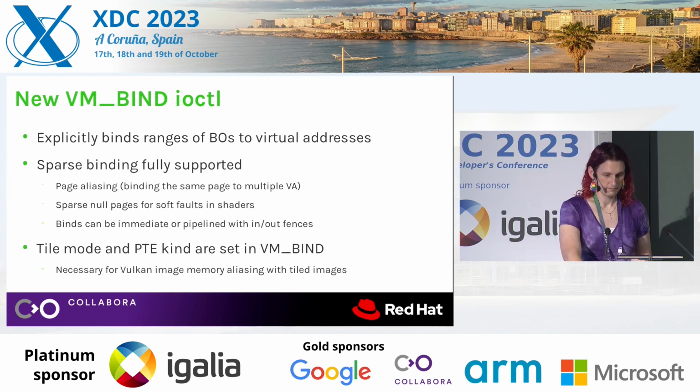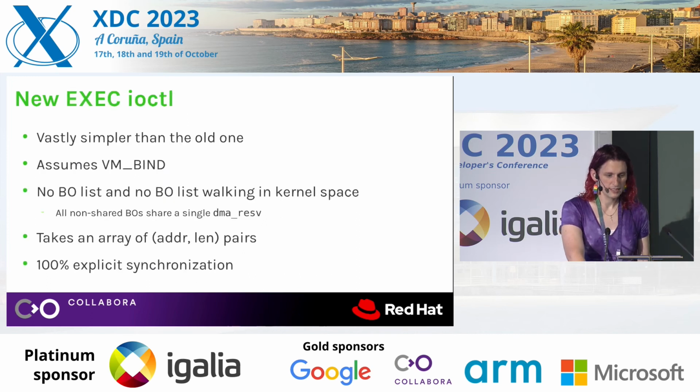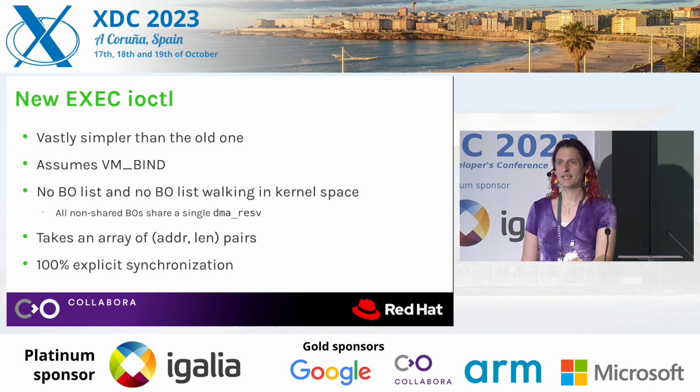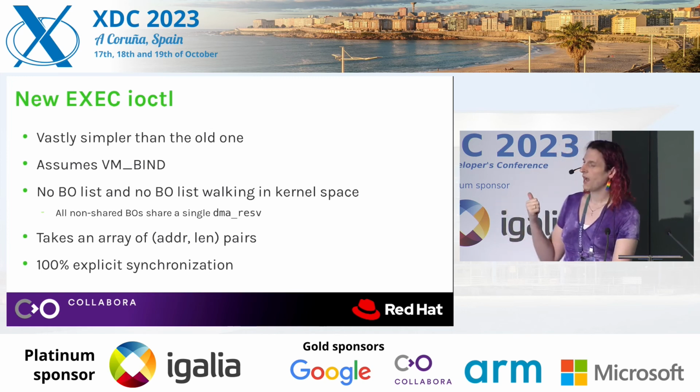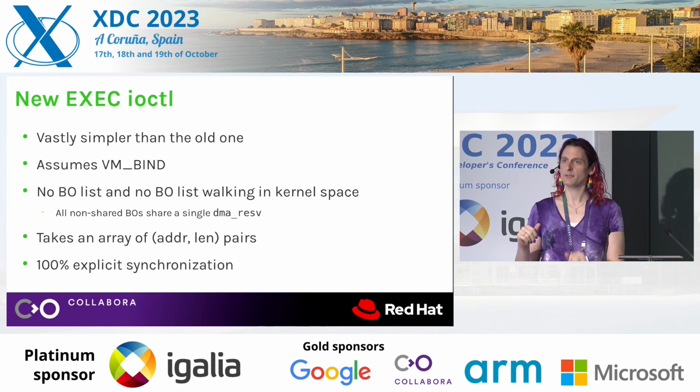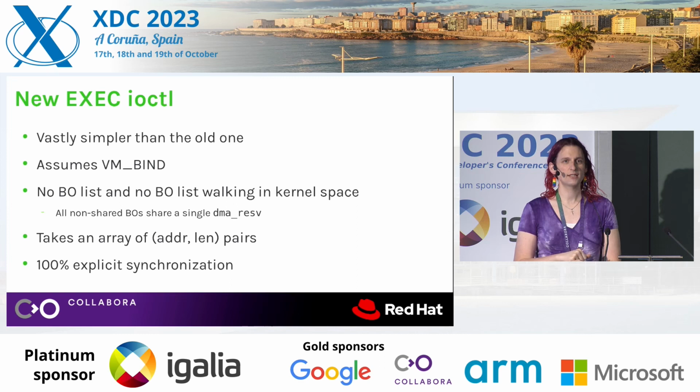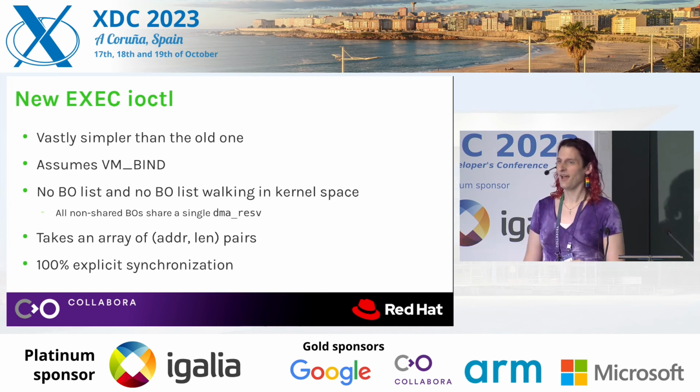New exec ioctl, it's much, much simpler than the old one. Gone is the BO list. It just assumes that everything is VM bound, and that's it. We also added a flag. I didn't really talk about that in the slide, but there's a flag on BO create that says whether the BO is exportable or not. And for non-exportable BOs, we now have a single DMA reservation object for all of them. And so we don't have to walk lists of buffers and lock them. Instead, we just take one lock and move on, which makes submit way faster.